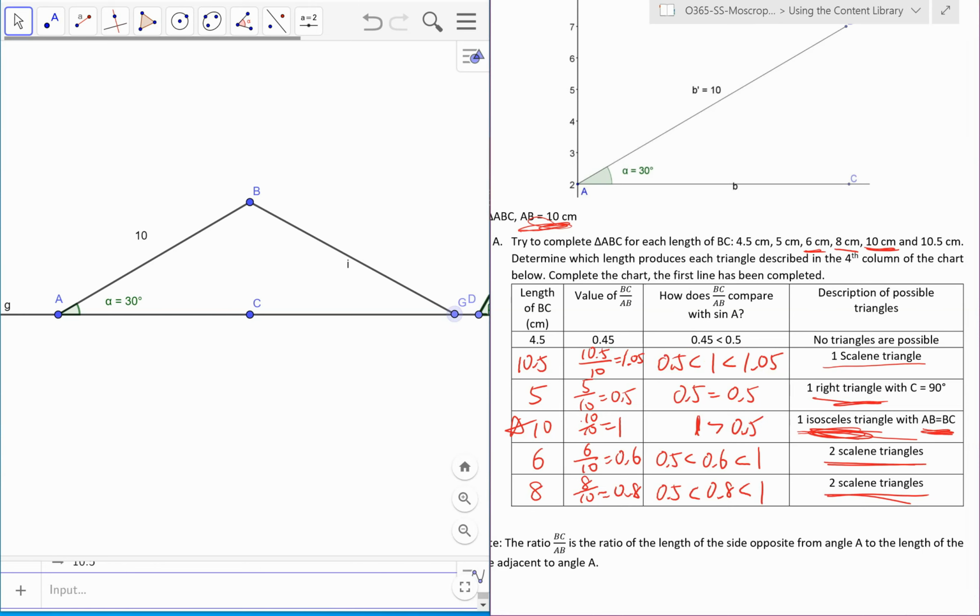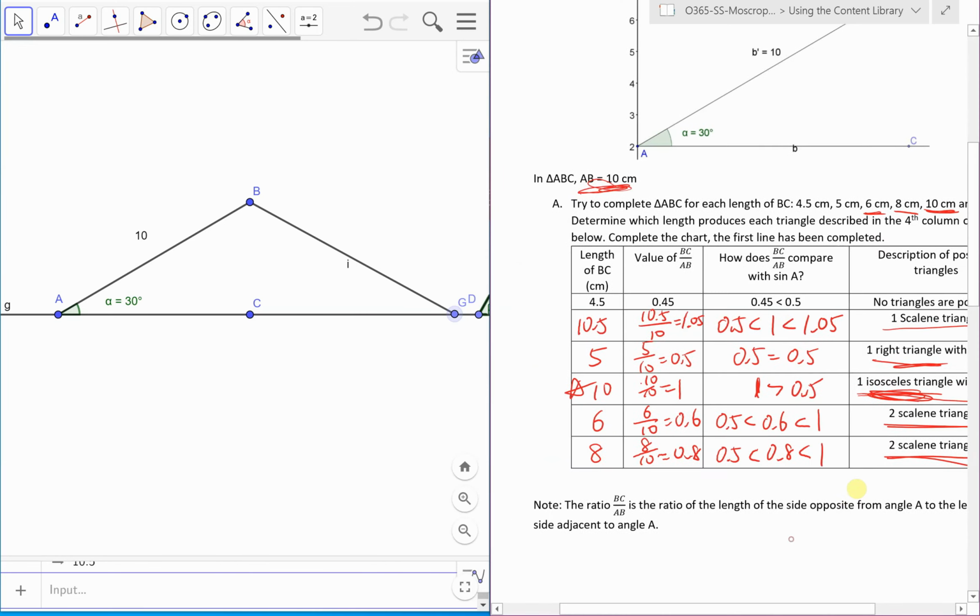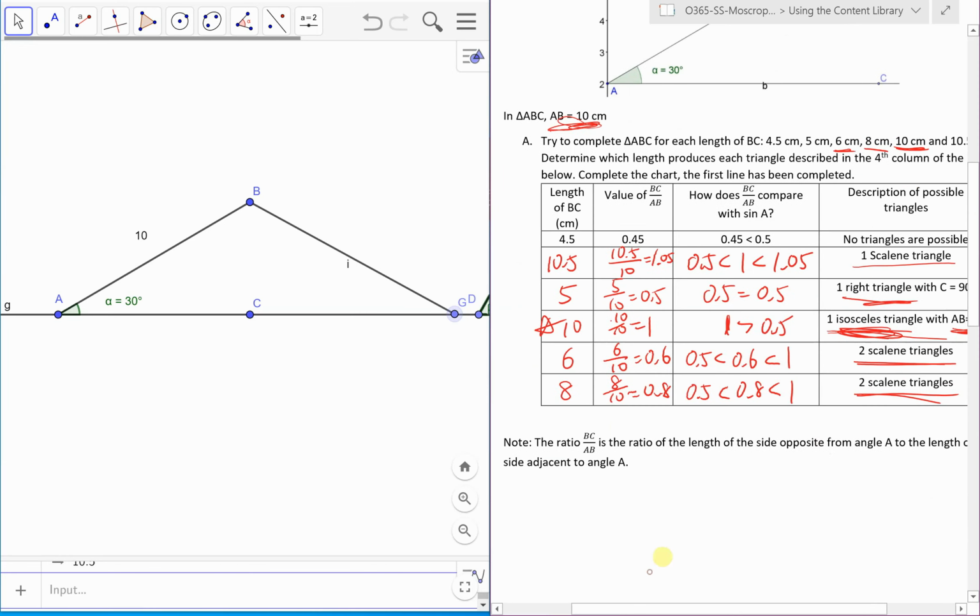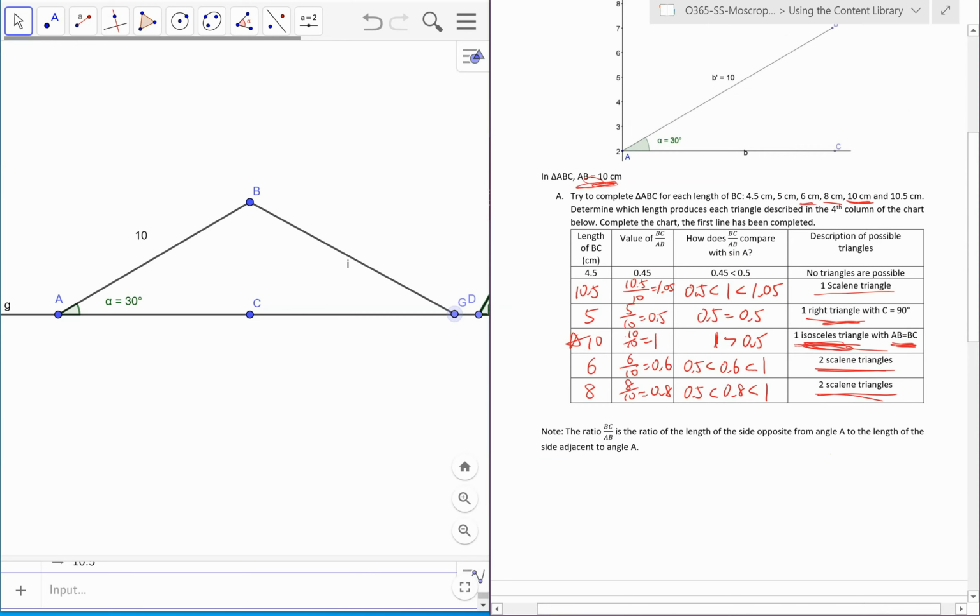Okay, yeah, that's it for this one. Here we have a note that the ratio BC over AB is the ratio of the length of the side opposite from angle A to the length of the side that is right next to angle A. So BC over AB is always the length of the opposite side from angle A to the length that is right adjacent to angle A. Okay, so that's the criteria.